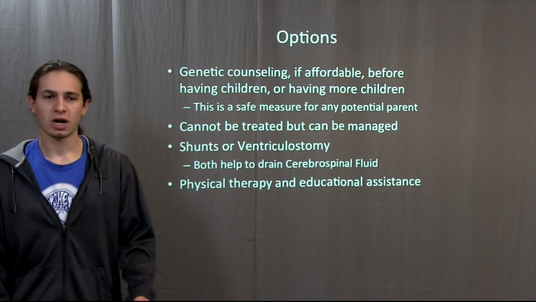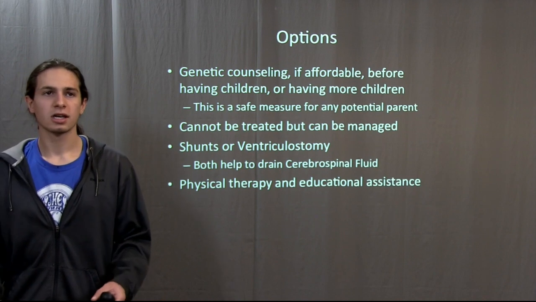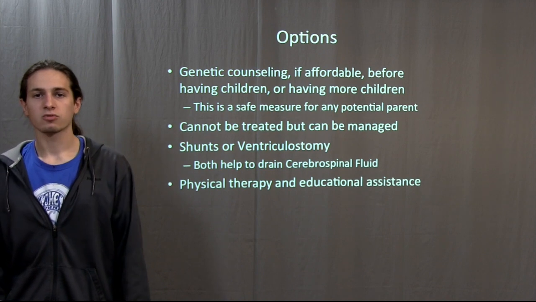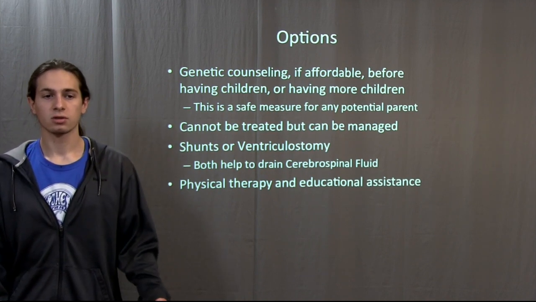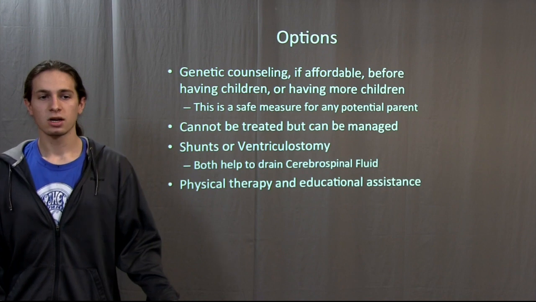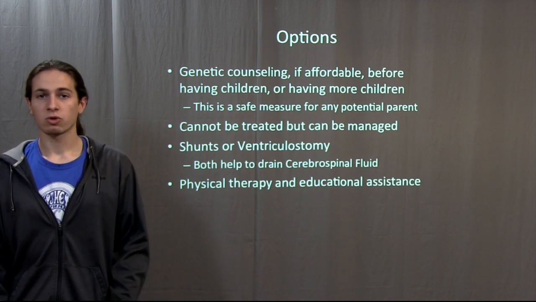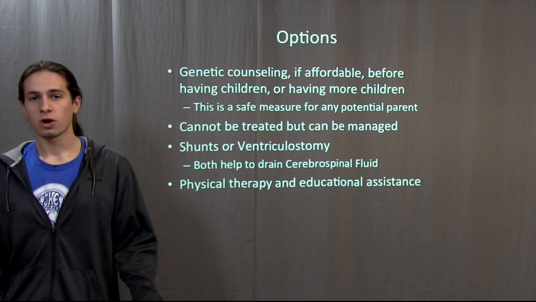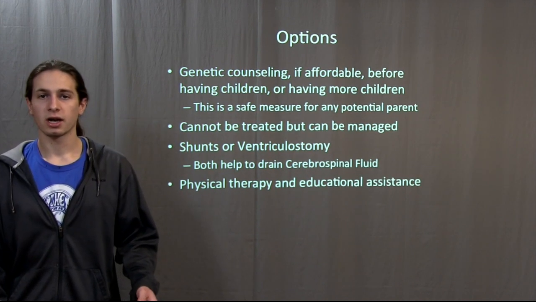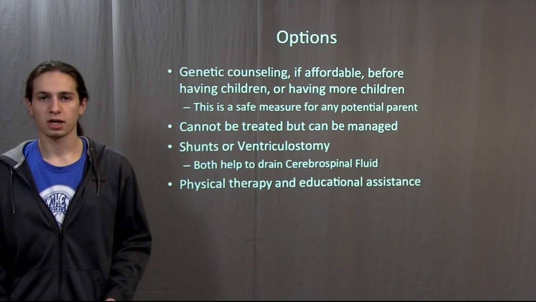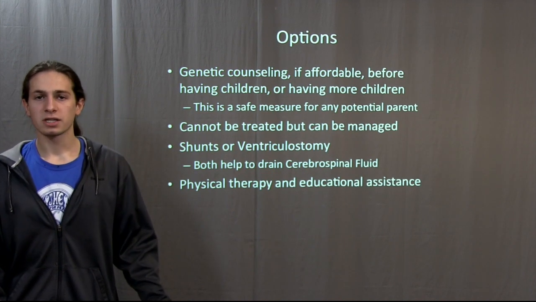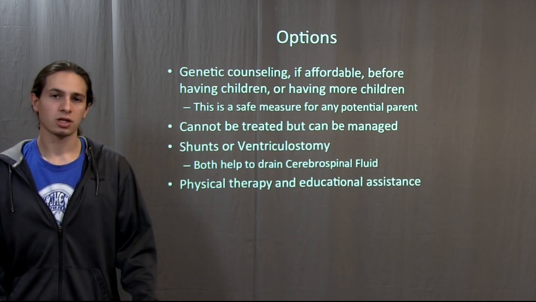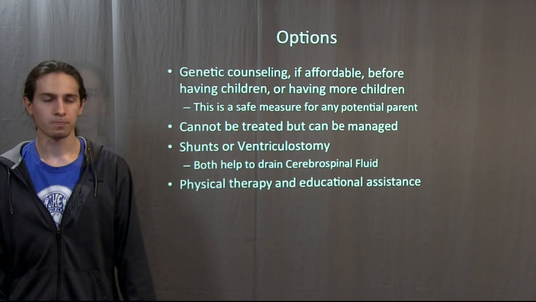And right now, the treatment options are very limited. It can't be legitimately treated, but it can be managed. And the way they do this right now is through the use of shunts or a ventriculostomy, which are both procedures that are done to help drain the excess cerebrospinal fluid out of the brain. Otherwise, your child is most likely going to have, again, poor muscle coordination and certain intellectual and learning disabilities. So the best options you can do is get your child physical therapy and educational assistance, which they will need as they develop and get older.